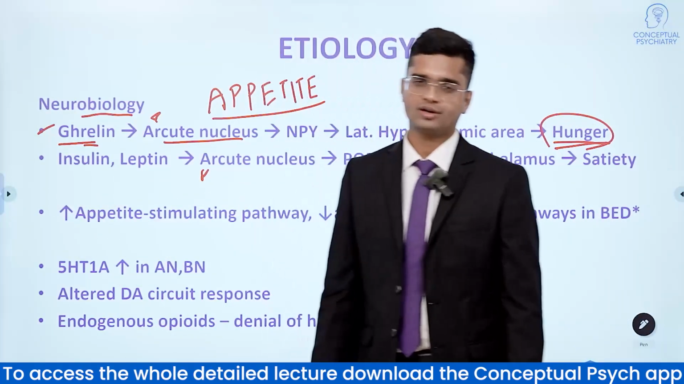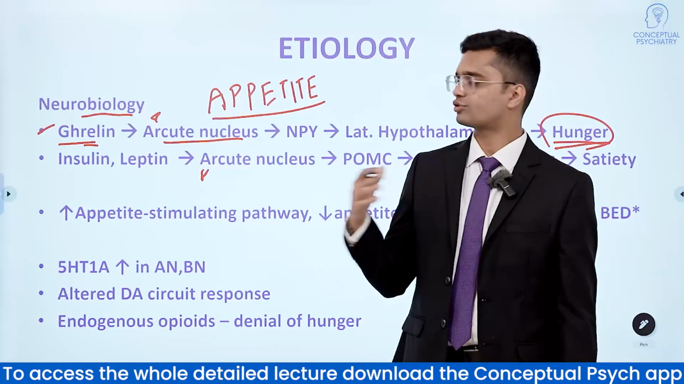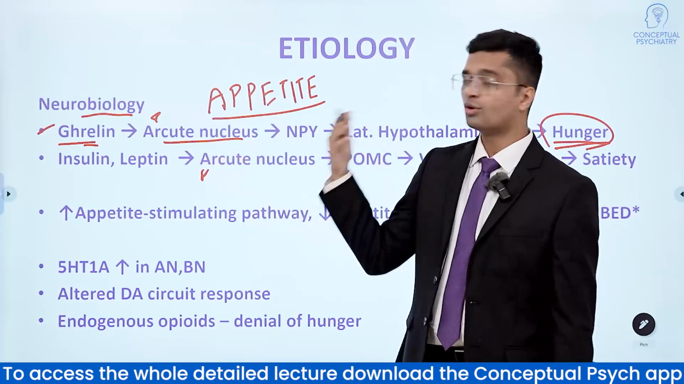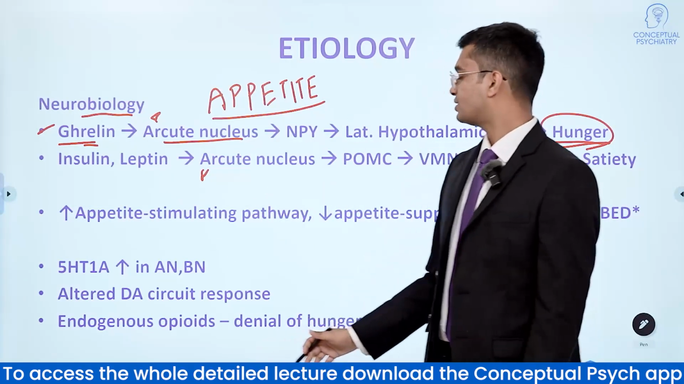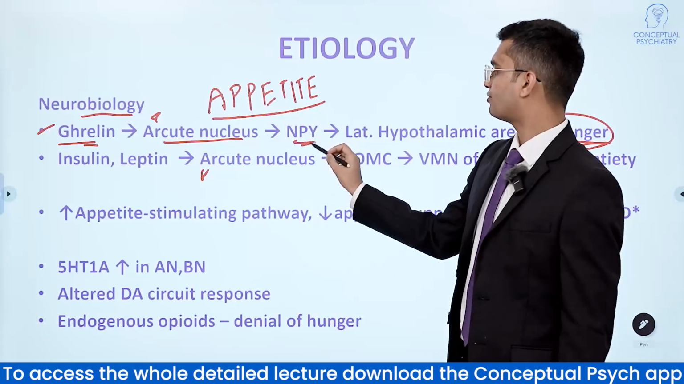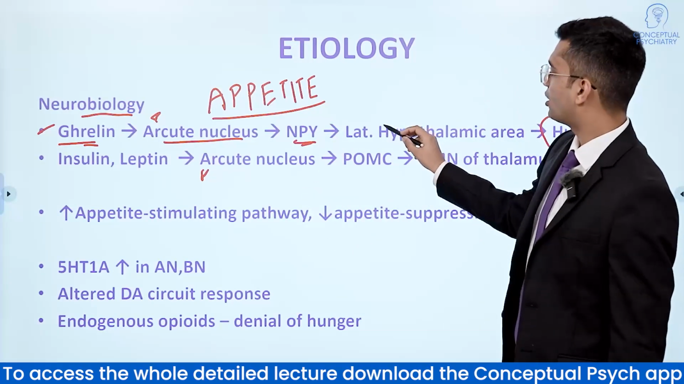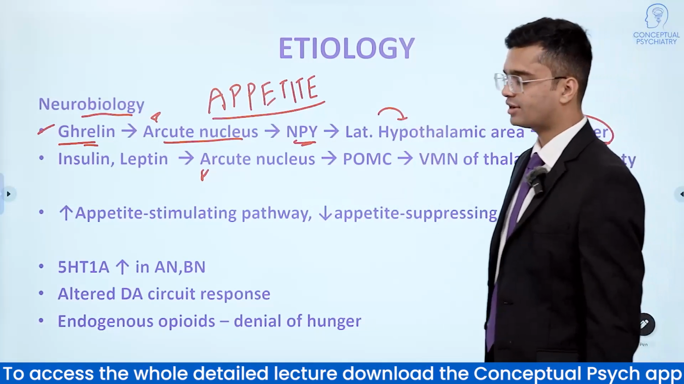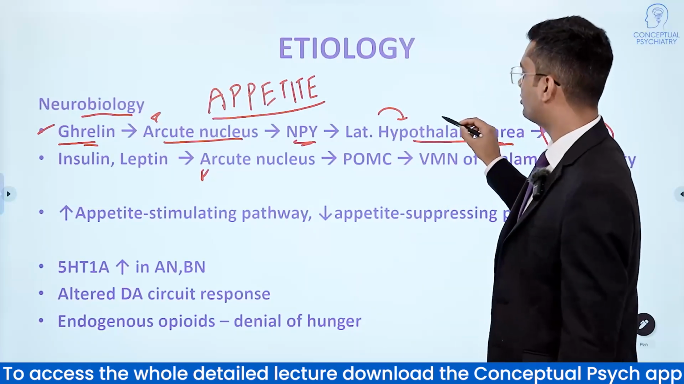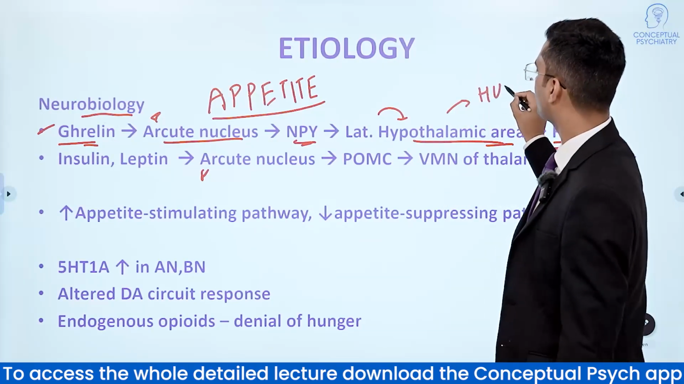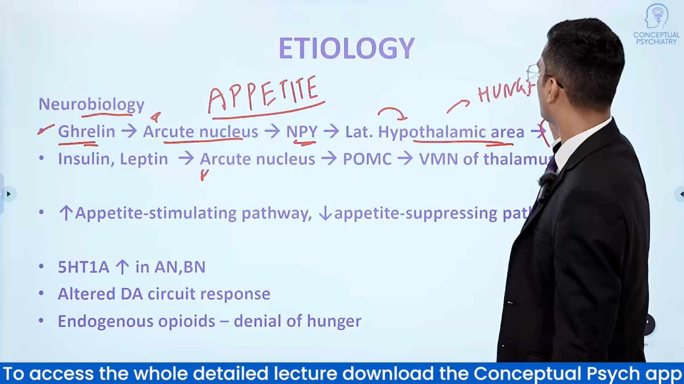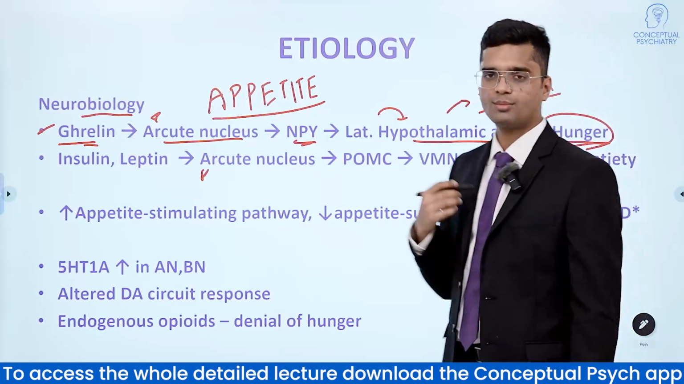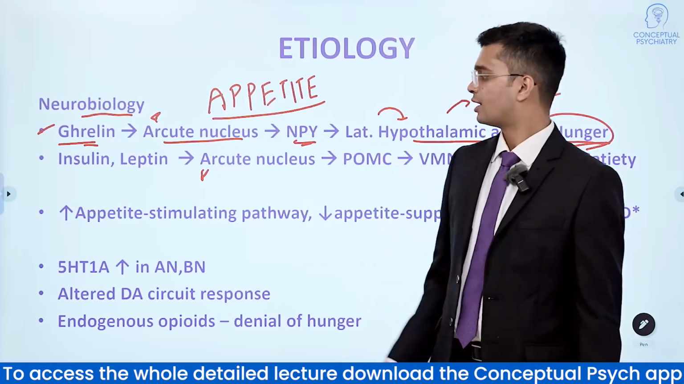Ghrelin, when released from the GI tract, goes into the arcuate nucleus through neurons and results in secretion of neuropeptide Y, which sends its signal to the lateral hypothalamic area, which is the area responsible for hunger stimulation, as a result of which a person feels hungry.